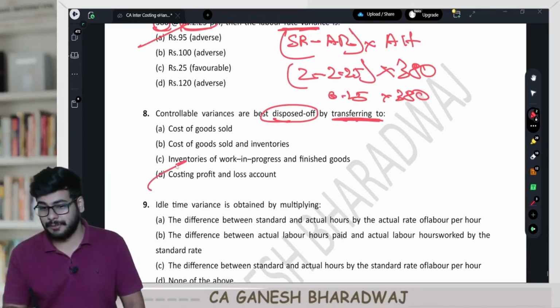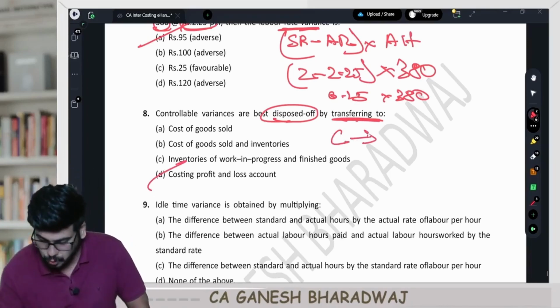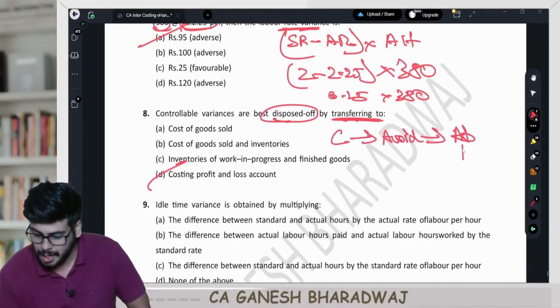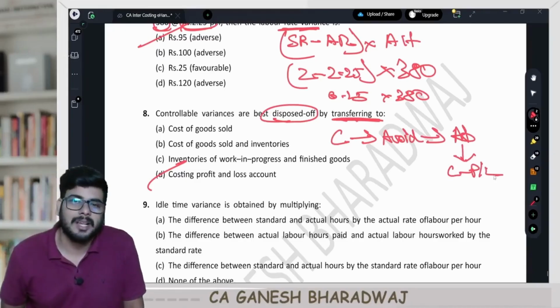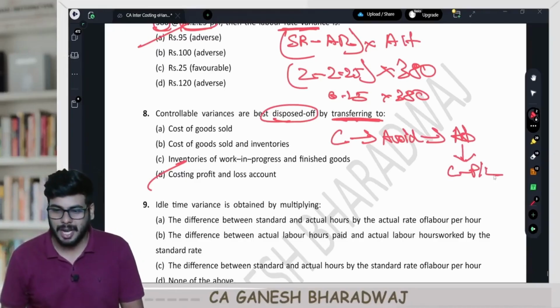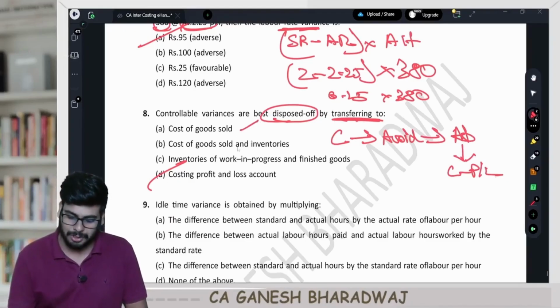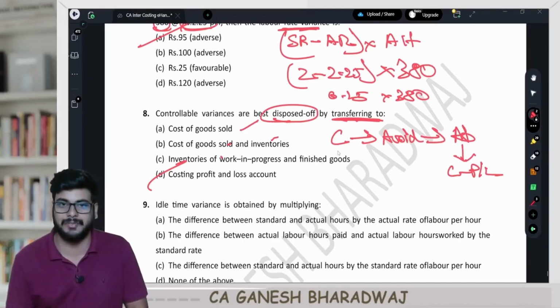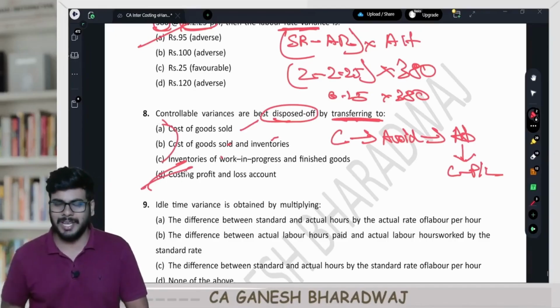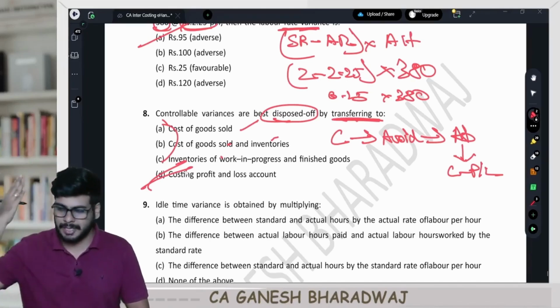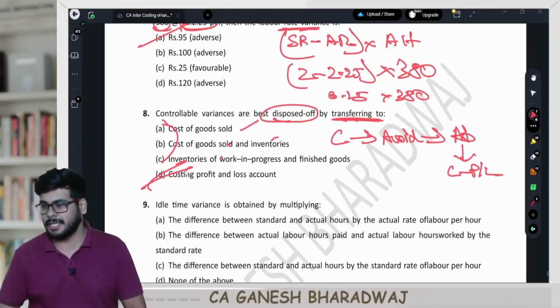Look how beautifully they have given this. Controllable means avoidable, and avoidable means abnormal, and abnormal means taken to costing P&L. Guys, are you clear with this? They have given options like cost of goods sold, inventories, WIP, FG, and that supplementary rate and all they are confusing. No, take it to costing P&L. Why? If it is a controllable cost, it means it's avoidable, and whenever it's avoidable, obviously it's an abnormal figure, and abnormal figures are taken to my costing P&L.